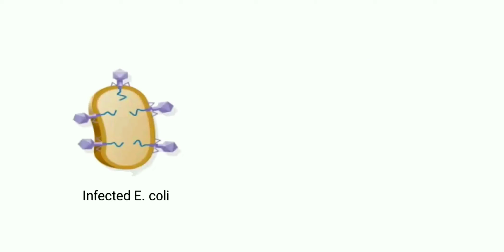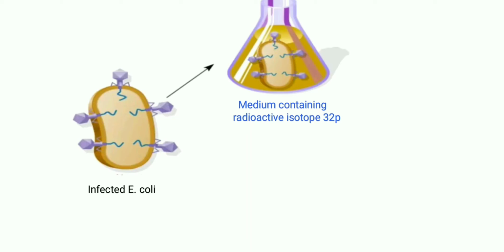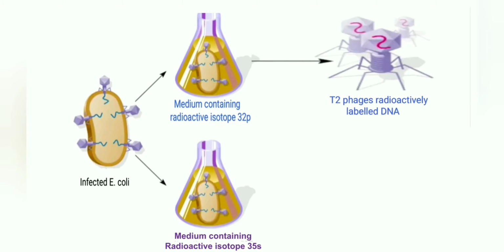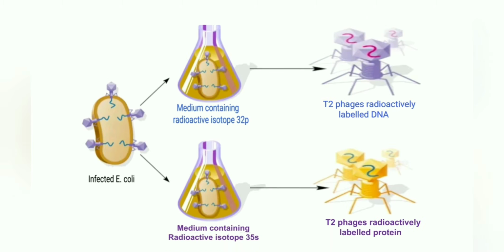To make the components radioactive, Hershey and Chase infected E. coli with T2 and grew the bacterial cells in two different culture media, one containing the radioactive isotope phosphorus 32 and the other containing the radioactive isotope sulfur 35. All the phages released from the bacteria grown in the phosphorus 32 medium had radioactively labeled DNA, while all the phages released from the bacteria grown in the sulfur 35 medium had radioactively labeled proteins.